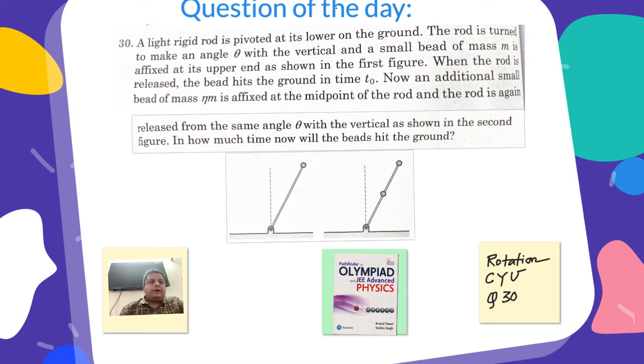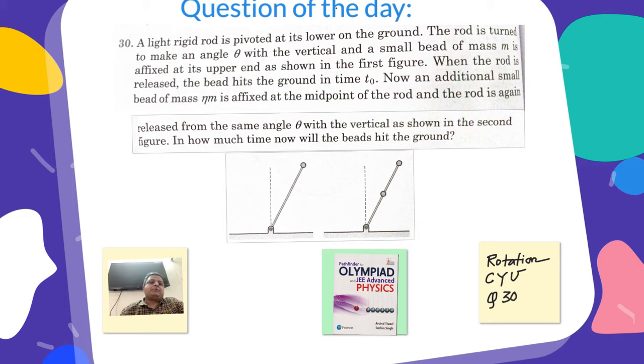So hello everyone, I've come up with a question of the day. That was also a request sent to me by some student on my YouTube channel. This is from the book Pathfinder for JEE Advanced Physics and Olympiads. This is from the topic rotational mechanics, section check your understanding, question number 30.